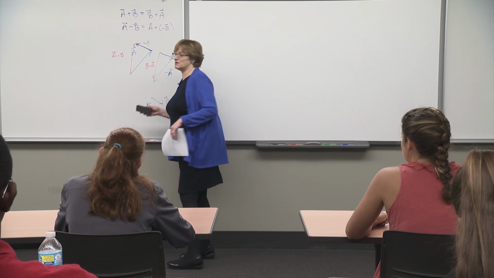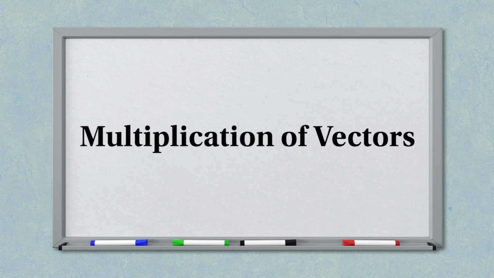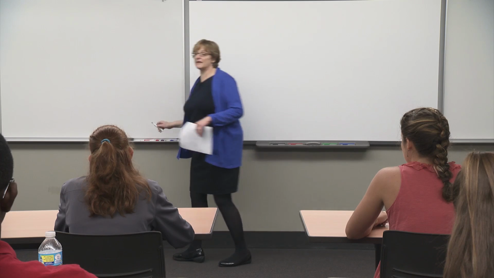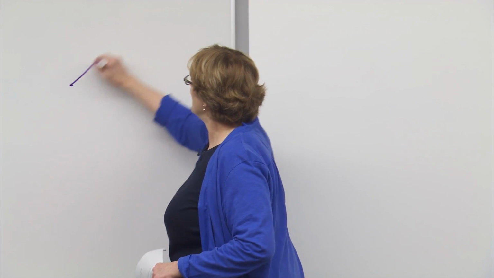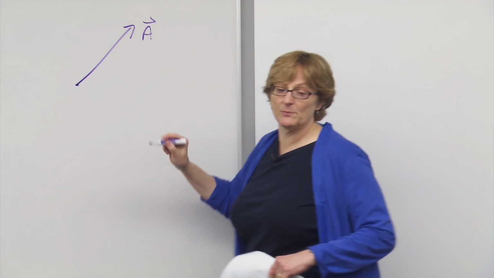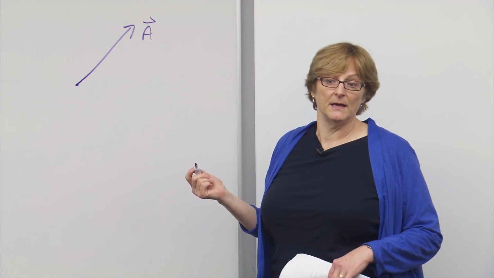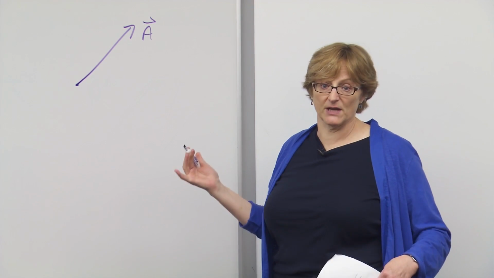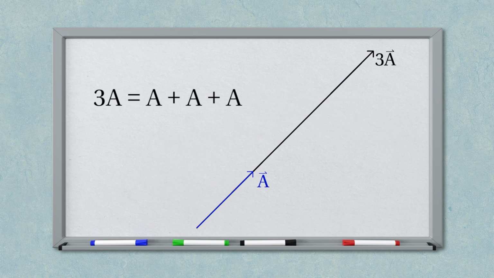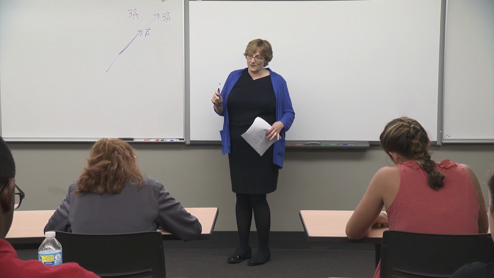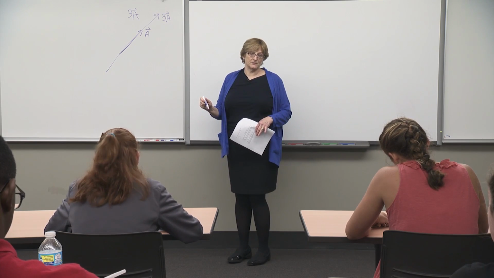So now let's talk about multiplication of vectors. First, I can multiply a vector times a scalar. Remember, a scalar is just a number without a direction. So if I have a vector A, and I multiply it by 3, it just becomes 3 times longer. Same direction, but 3 times longer. So 3A would be this vector. Okay? If I multiply by a negative number, the direction changes to the opposite direction.